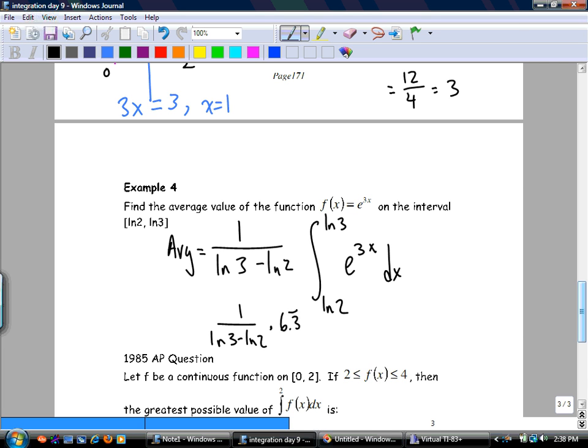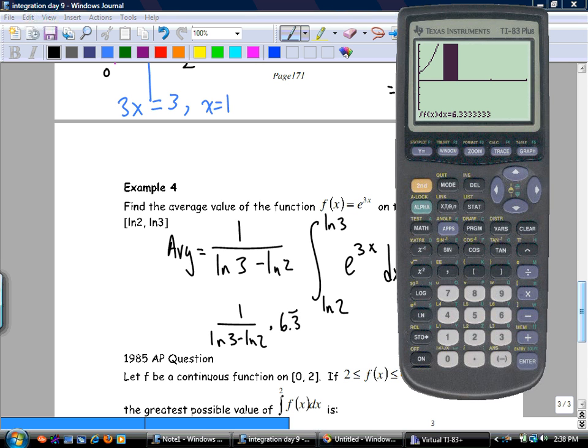It colors it and says, hey look, that area is 6.3 repeating. So it's 1 over ln3 minus ln2 times 6.3 repeating. So you just use your calculator. One divided by bracket ln3 minus ln2, close bracket, times 6.3 repeating.